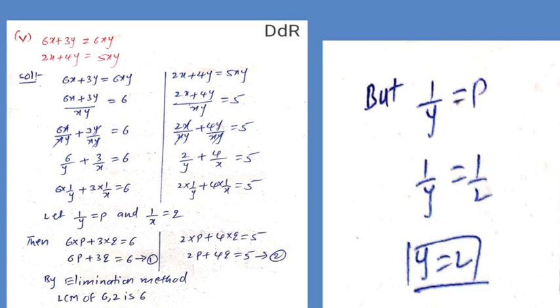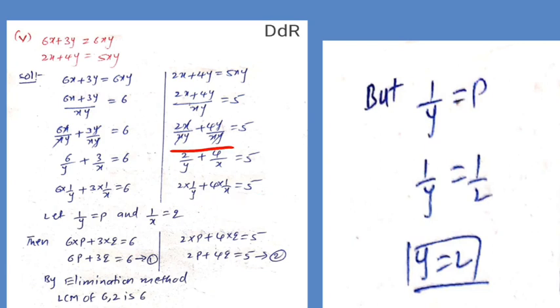Similarly, you can simplify the second equation. Only the product xy is there. xy transposed to the LHS, it will go to the denominator place. Next, split into two fractions. In the first fraction x will get cancelled and in the second fraction y will get cancelled. So finally 2 into 1 by y plus 4 into 1 by x equal to 5.